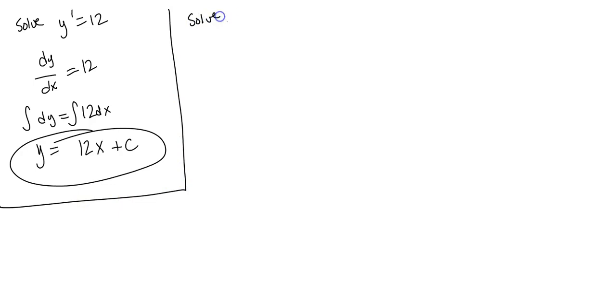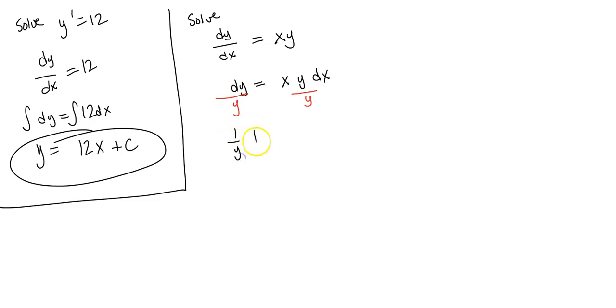Another one, you might be asked to solve dy over dx equals something like xy. So I would start off by writing this as dy equals xy dx, and then I would divide by y. So that gives me 1 over y dy equals x dx, and then I'll take the integral of both sides. So this would be the natural log of the absolute value of y. This would be x squared over 2 plus c.